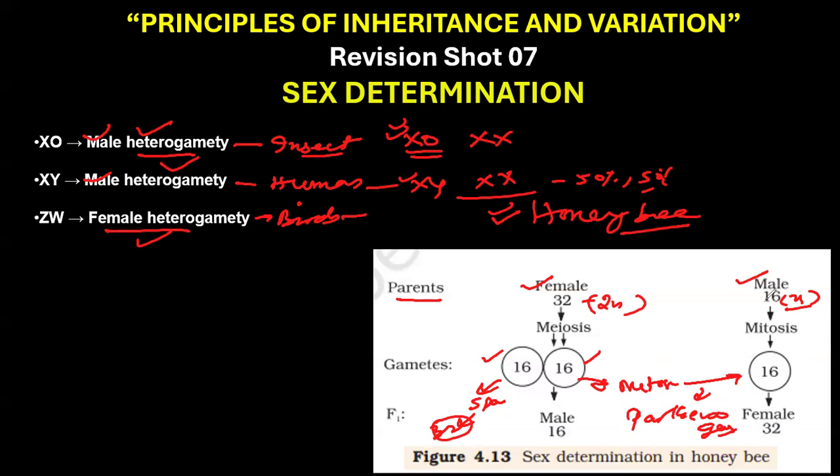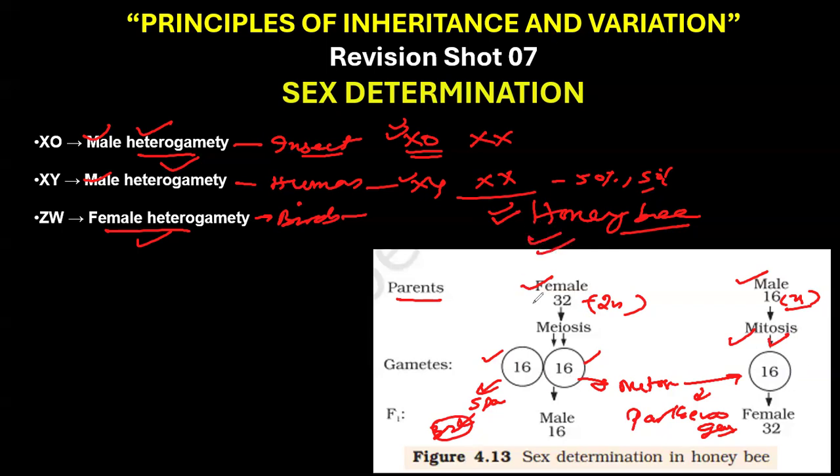Simply you can say males are haploid. They produce sperms by mitosis, not by meiosis. They do not have fathers. They cannot have sons. And they can have grandsons through their daughters. So this is all about this sex determination.